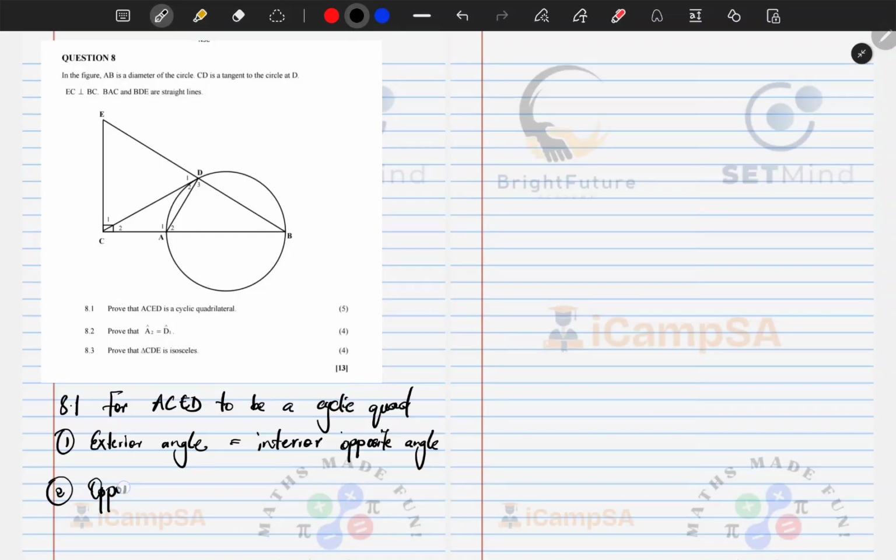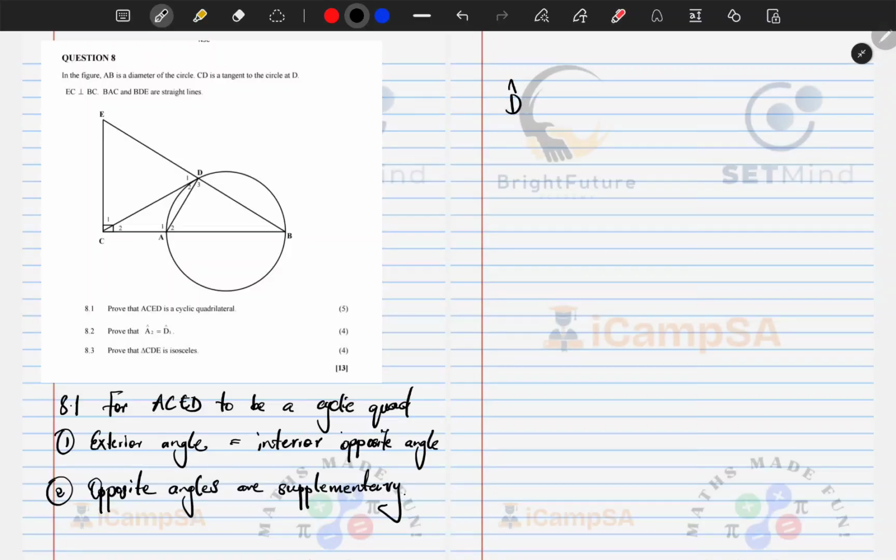So the opposite angles are supplementary, right? So let's go ahead and try to do that. We can either prove that both these conditions are true. So the first one, I'm going to look at D3. So D3 is going to be equal to 90 degrees, right?